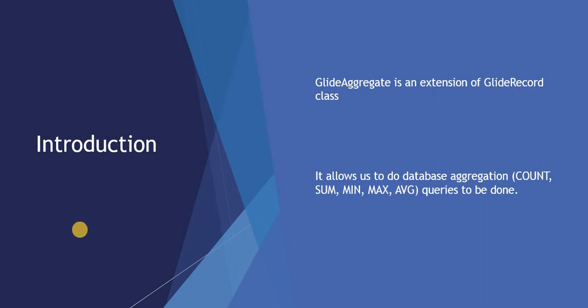So first of all, the introduction. GlideAggregate is also an extension of the GlideRecord class, and it allows us to do database aggregation like count, sum, minimum, maximum, average. So you can get the count of how many incidents are assigned to a particular person, maybe to a particular team. What is the sum of integer values, and you want to show them to the user, or you want to use it for some calculation. Similarly, we can use minimum, maximum, or average of fields, and we can also apply queries to our GlideAggregate.